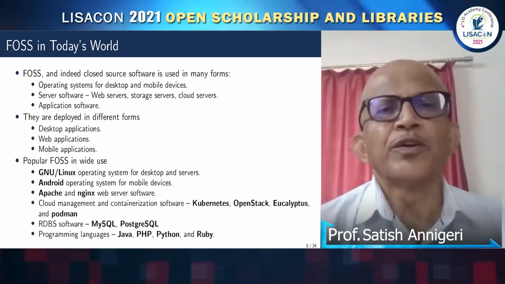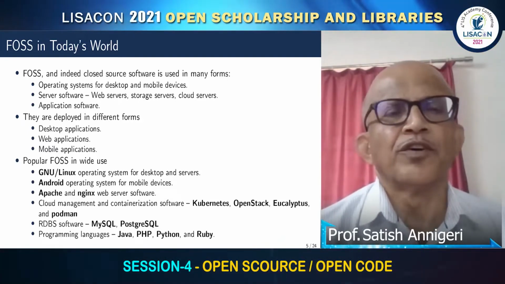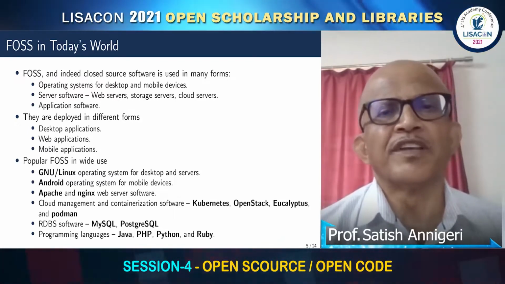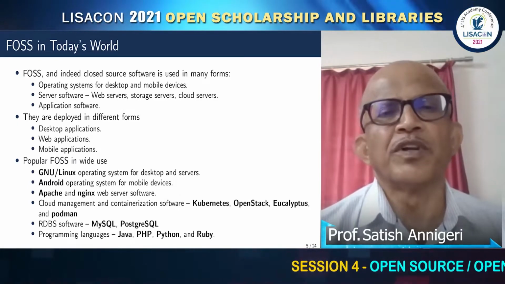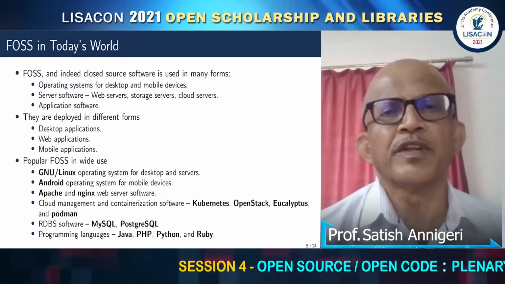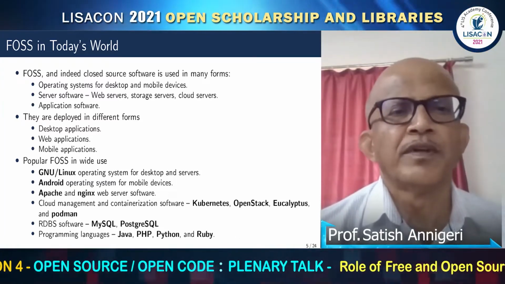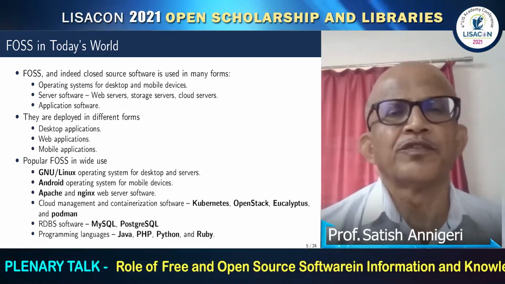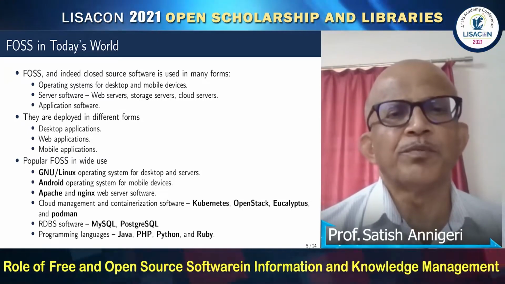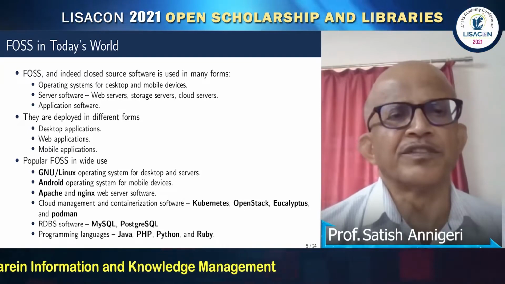FOSS and indeed closed source software is used in many forms. Software may be operating systems for desktops and mobile devices. It could be server software to run web servers, storage servers, cloud servers, or it could be application software. And software is deployed in different forms. Software may be available as desktop applications or web applications or mobile applications.